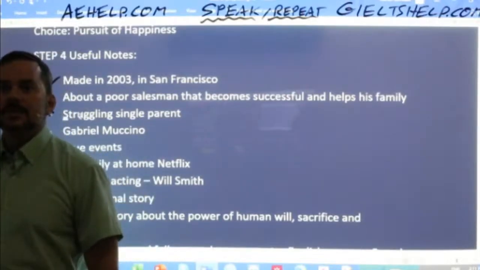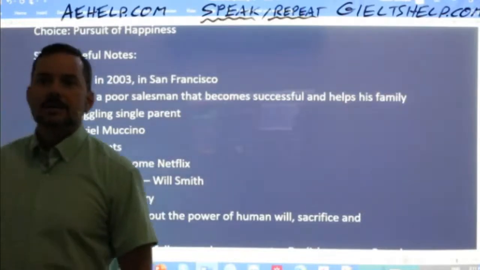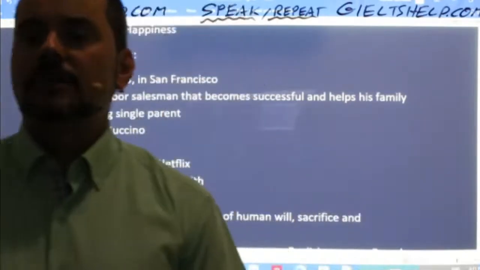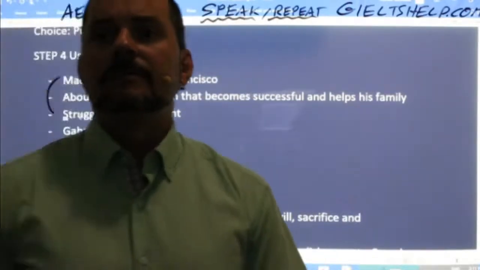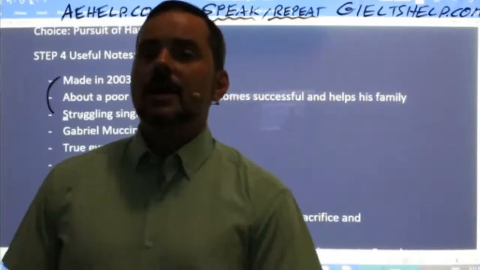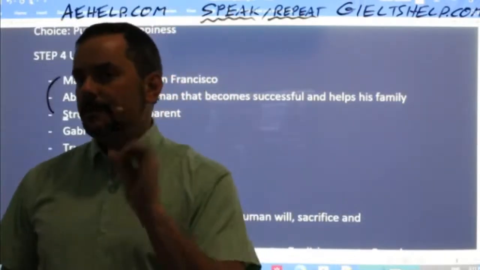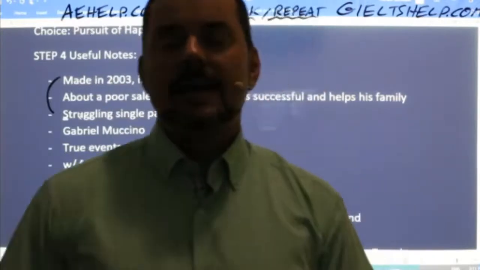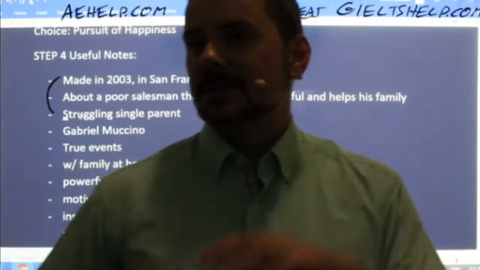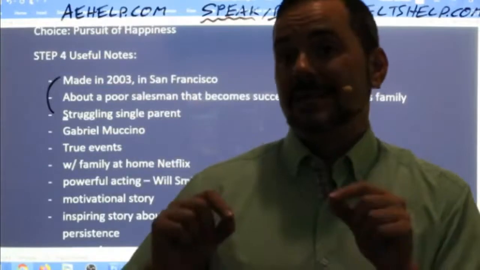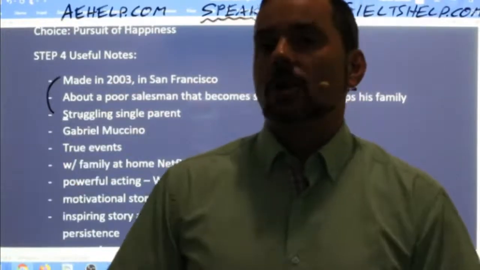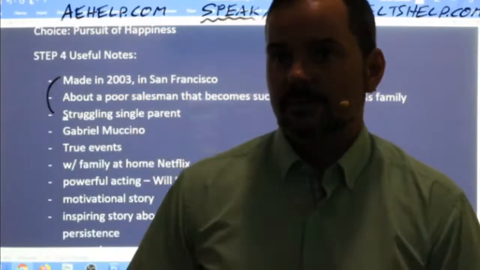Rajveer says this movie was released in 2003 in San Francisco, and it depicts a poor salesman who becomes successful and helps his family in fulfilling their aspirations. Nice, Rajveer. Now, Rajveer, there's a bit of an information mistake there. So released in 2003 in San Francisco, that doesn't make sense because that means the movie was released in San Francisco. But it was released globally, at least all over North America in 2003 for sure.